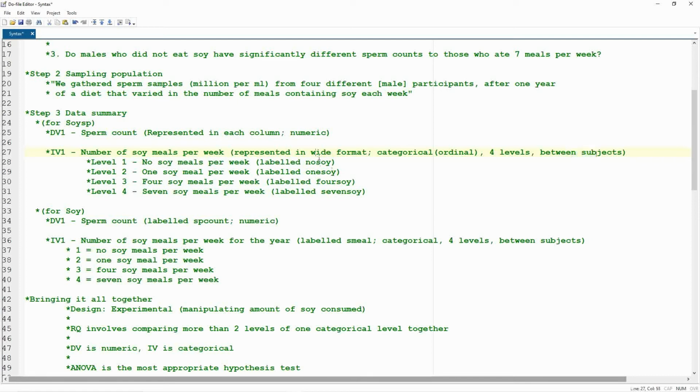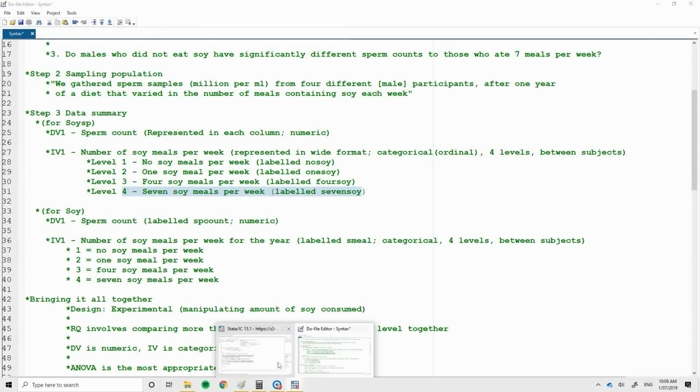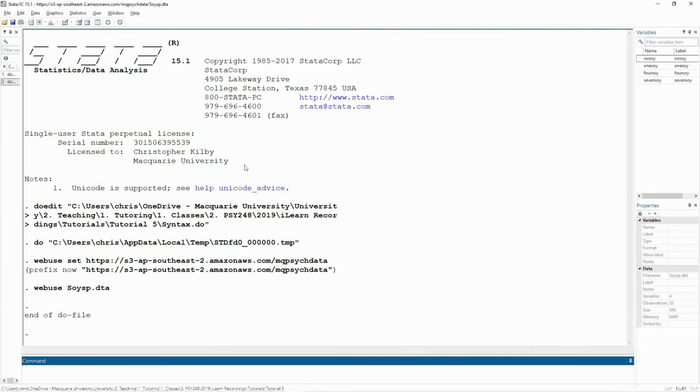As I was saying before, this is wide format, and what this means is that each of these levels are represented as a separate column in our dataset. So our first level, which is no soy meals per week, is labeled as no soy in our dataset. Level 2 is 1 soy meal per week, and it's called 1 soy. Level 3 is 4 soy meals, and it's called 4 soy. Level 4 has 7 soy meals, it's called 7 soy. So let's go and look at this dataset so we can talk about exactly what's going on here.